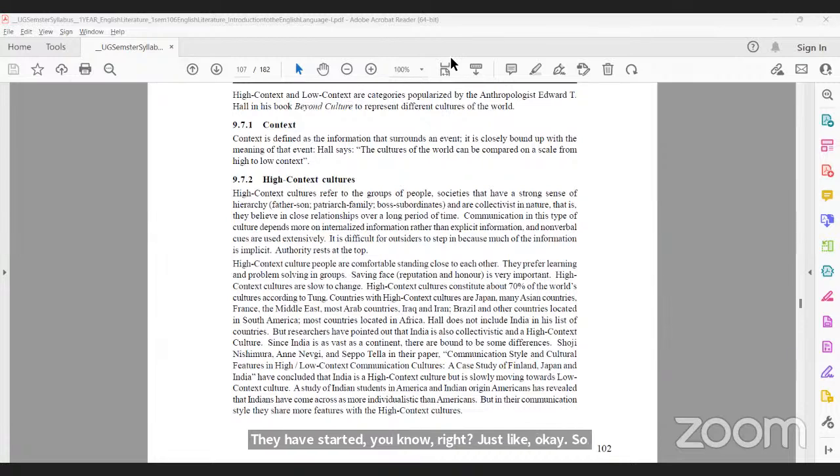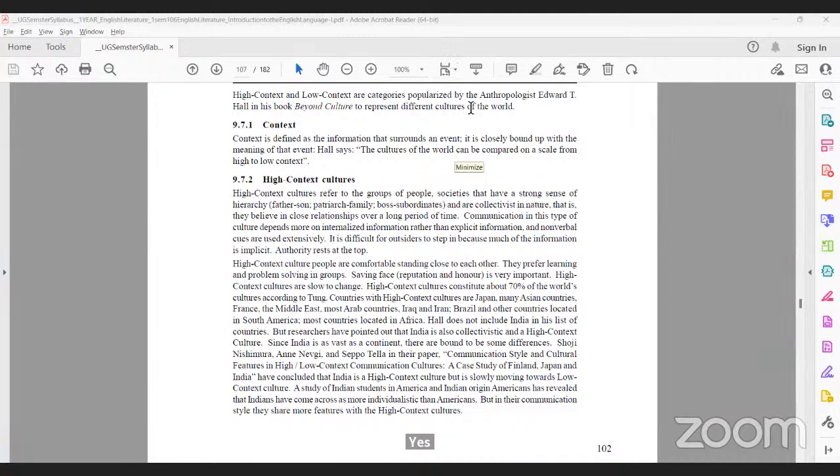Can you please mute somebody? Yes, mute yourselves, Deepti garu. Okay, anyway. Can you mute?